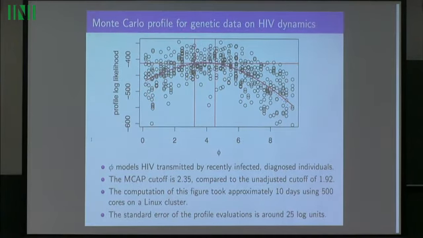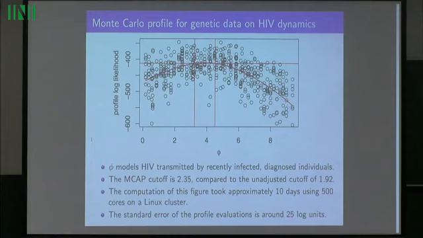And so if you work hard on your Monte Carlo scheme and then spend 10 days on 500 cores, you might get a profile likelihood that looks like this for HIV transmitted by recently infected diagnosed individuals, and that's really the question that you're trying to answer. And you carry out this MCAP methodology, and you find that if you want to allow for the Monte Carlo noise, you have to use a cutoff of 2.35 compared with 1.92. And actually, that's not a big price for all this Monte Carlo noise.